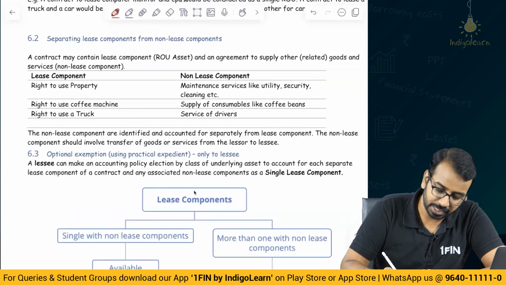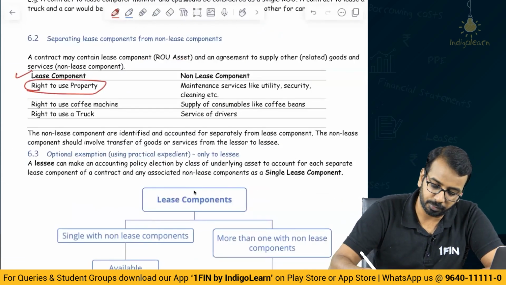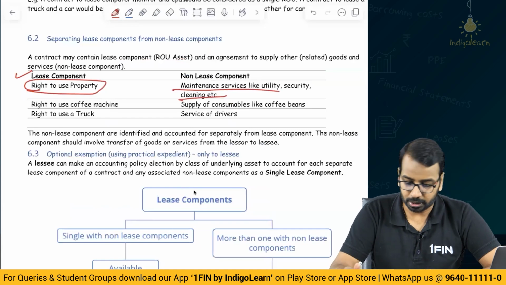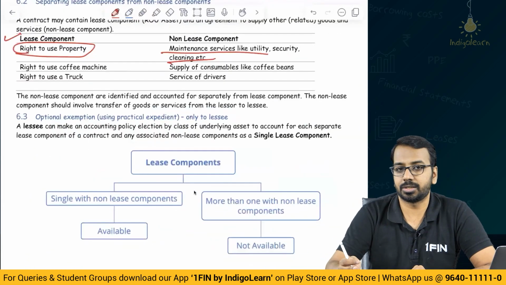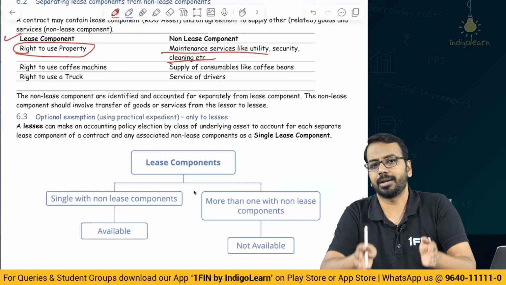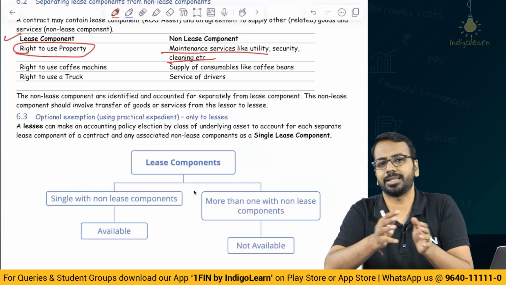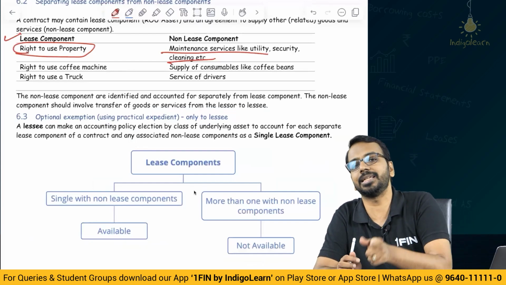Okay, some examples: if there is a right to use property, which is a lease component, maintenance could be a non-lease component. Now, when you have lease components and non-lease components in a contract, you have to allocate the consideration to the lease component and the non-lease component, or to the separate lease components.